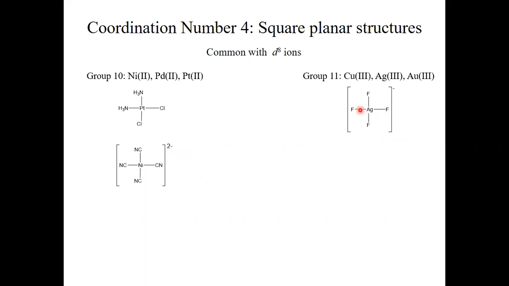AgF4- is an example. We have here 4 fluoro ligands which have a 1- charge each, so that gives 4 negative charges. The complex has a 1 negative charge, therefore the silver must have the oxidation state +3.